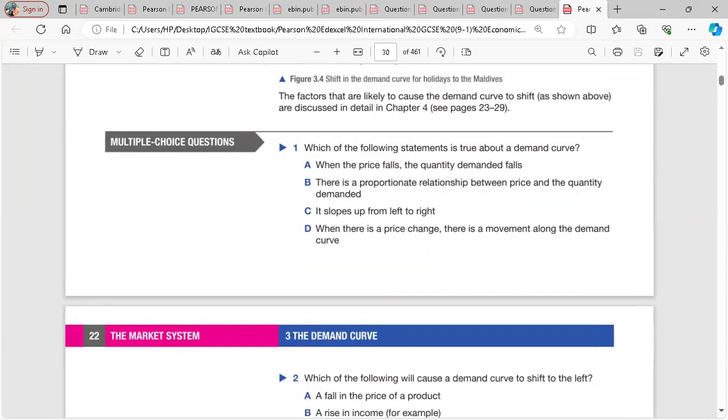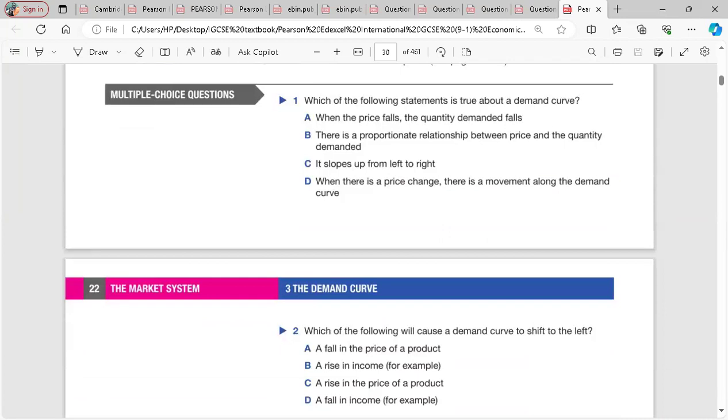The first one: which of the following statements is true about a demand curve? When the price falls, the quantity demanded falls. There's a proportionate relation. It slopes up from left to right. No. Is it D? Yeah, it said slope up from left to right. No, right, from left to right. When there's a price change, there's a movement along the demand curve. So it's D. It's D, yes.